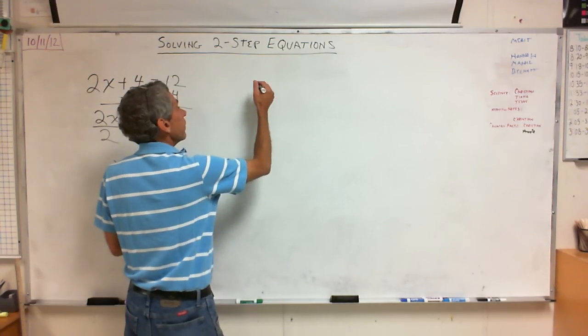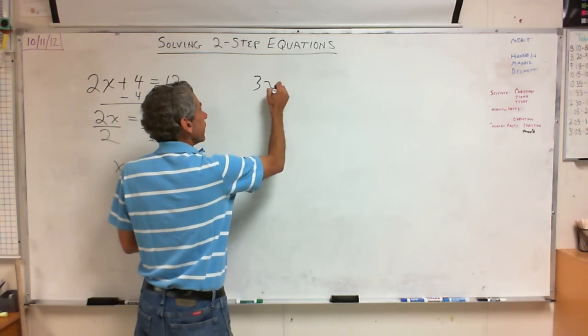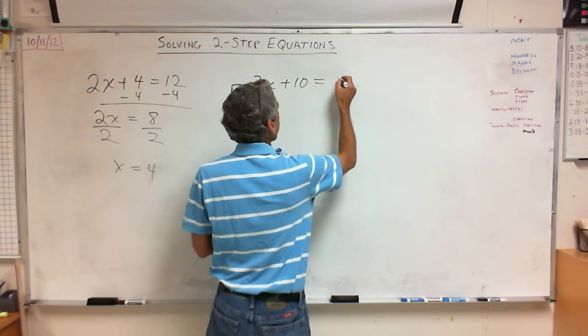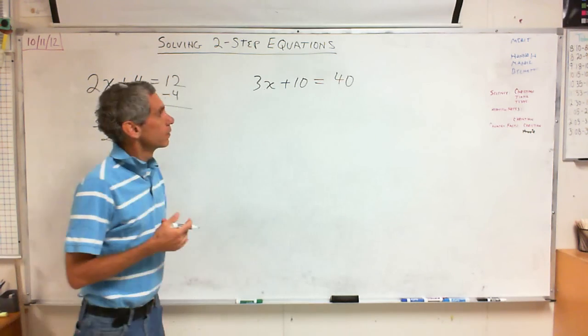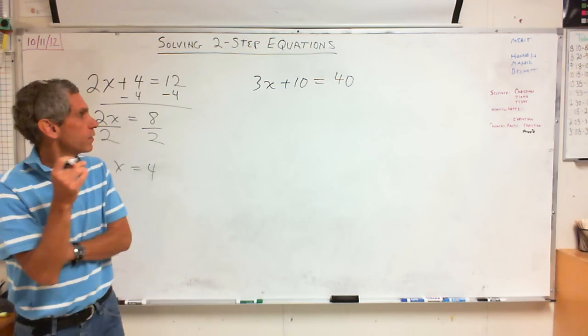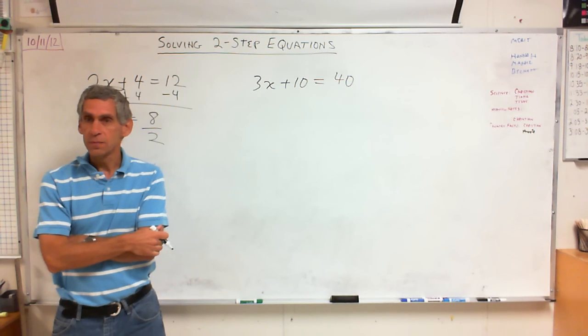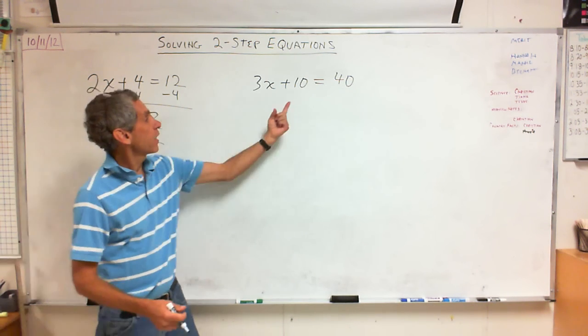Let's say we have 3x plus 10 is equal to 40. What would I do? What do I do? First thing, yes, Hunter. We have to get rid of that 10.